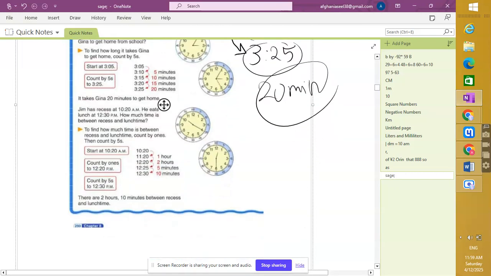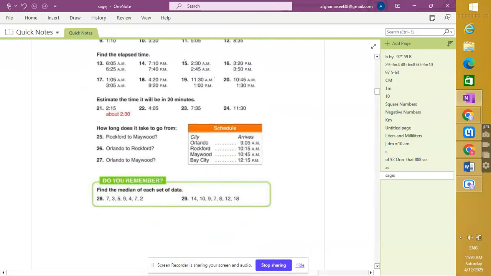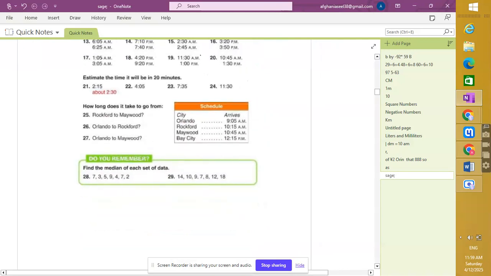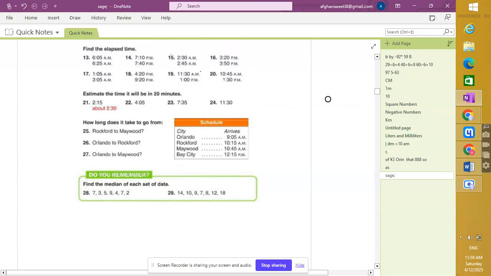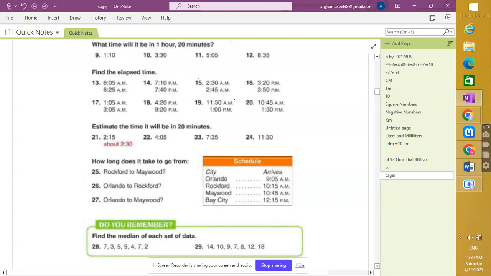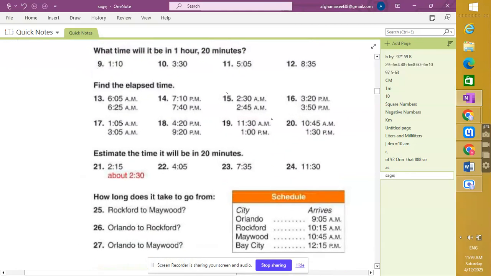Okay. We have different questions here. Find the elapsed time. We remember and remind that if we hear the word elapsed time, that means we want to know the time between two given times. So here, number 13, you have 6:05. How many minutes and hours do I need in order to get 6:25? And both are in the same timing period, which is AM.